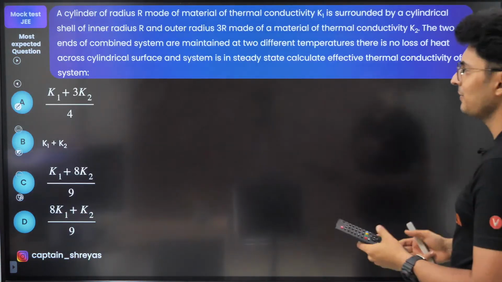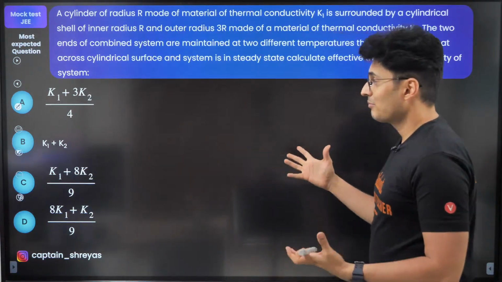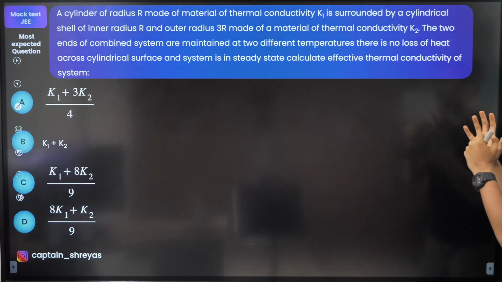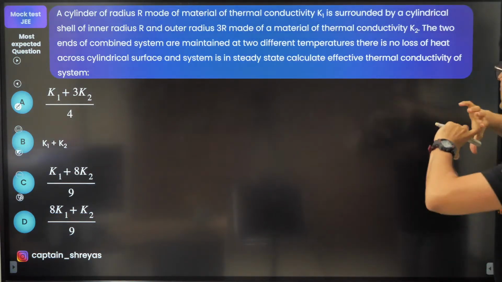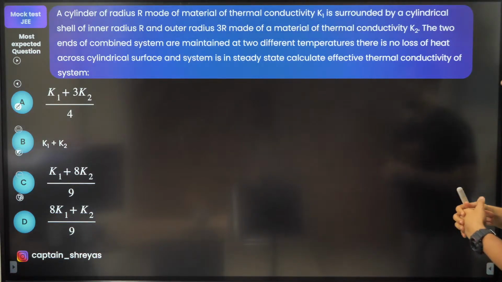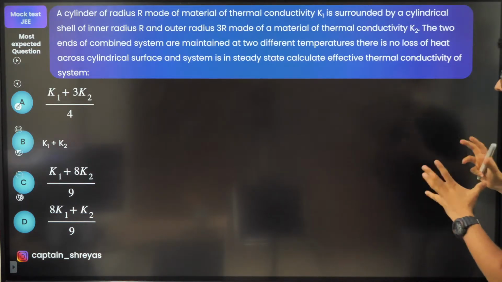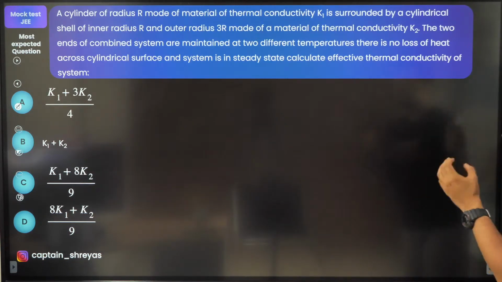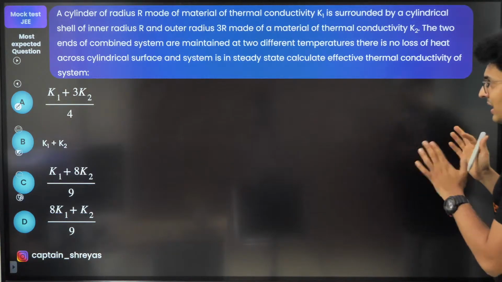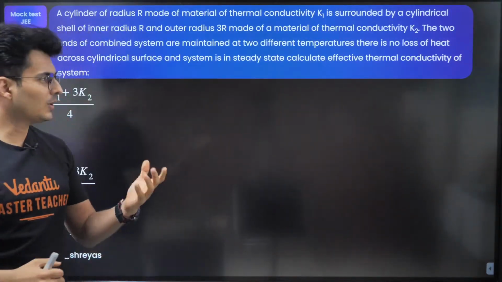Moving on to the next one. This is a beautiful question on heat transfer. A cylinder of certain radius made of certain material, conductivity K1, is surrounded by another shell of radius R and outer radius 2R and thermal conductivity K2. The two ends of the combined system are maintained at different temperatures. No loss of heat from the sides. Steady state is also there. What is the effective thermal conductivity?